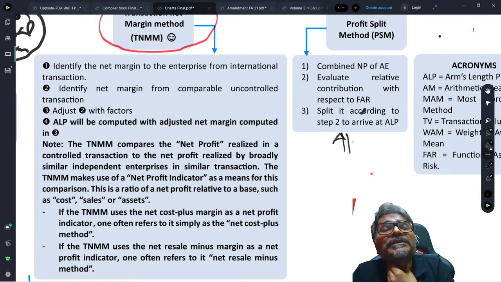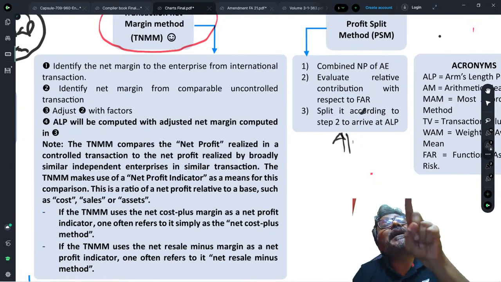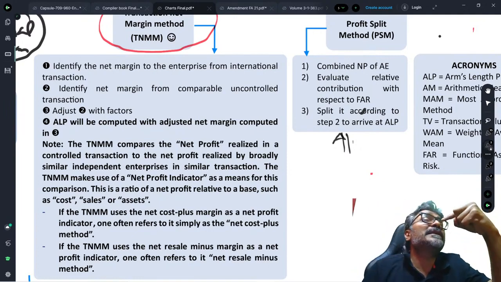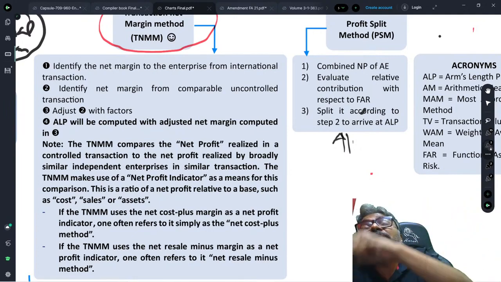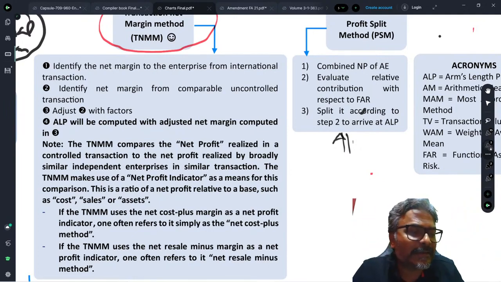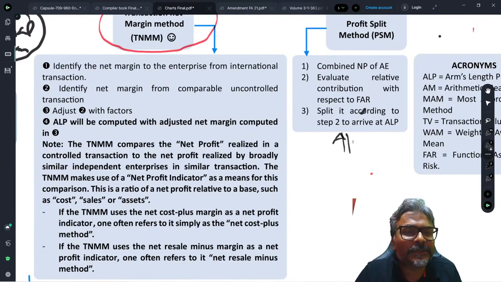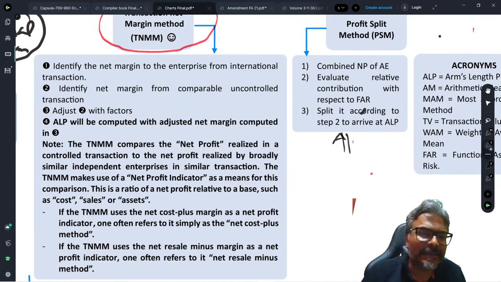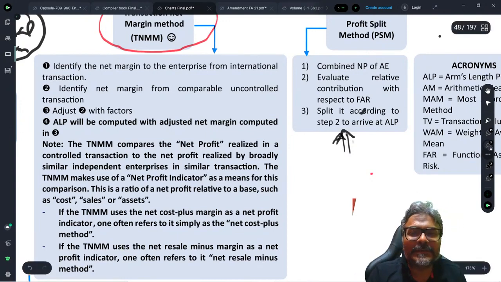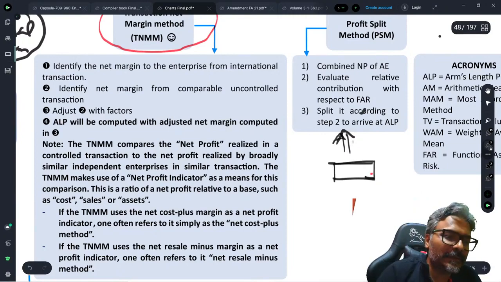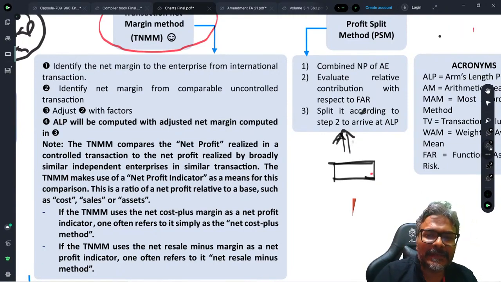So accordingly, students, that will give you the ALP. That is the amount that the Indian AE should have received, as against the actual amount which has been received by the Indian AE in this project, isn't it? And the difference is exactly what will finally be the arm's length price adjustment.